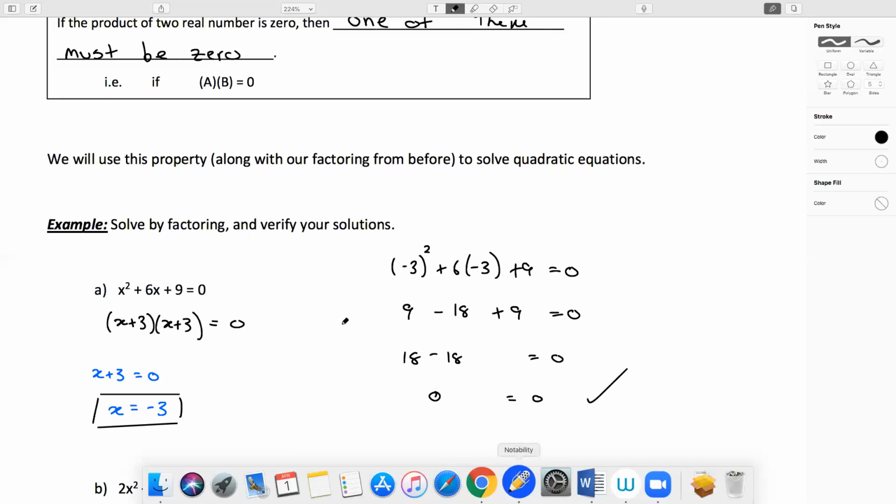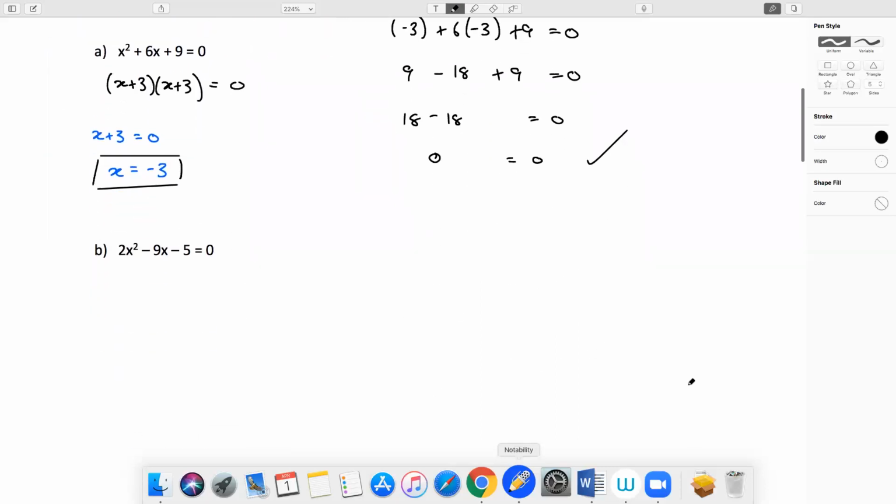Quick recap: we factored the equation, which means writing it as a pair of brackets being multiplied together. We took one of those brackets, set it equal to 0, and then solved for what x must be. So let's try one that's going to be slightly more difficult. This time we've got a 2 in front of x squared, so our leading coefficient's not 1. That makes it a little bit more painful, but it's not too bad.